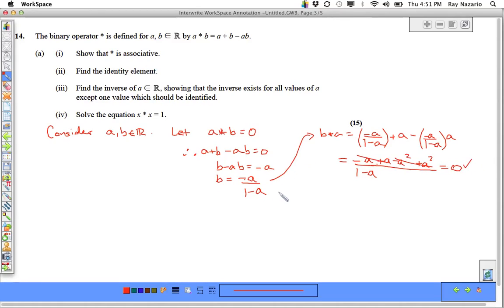Check. So I can say, therefore, the inverse of a is equal to negative a over 1 minus a for all a element of the reals except for a equals 1. So I could say, therefore, 1 inverse does not exist.